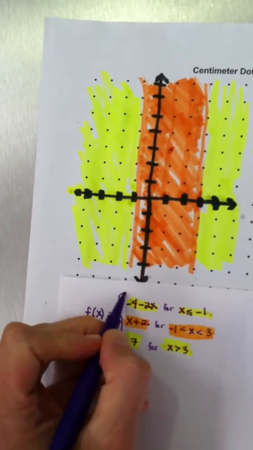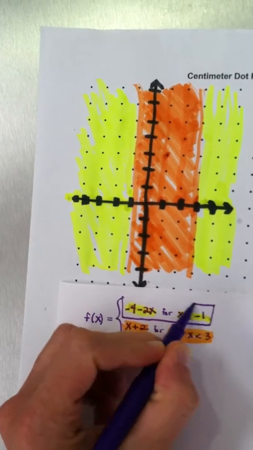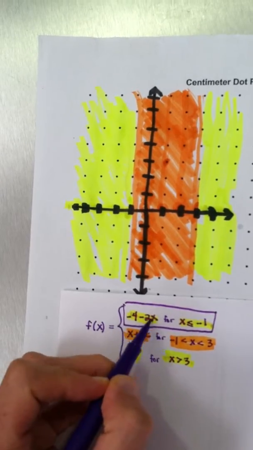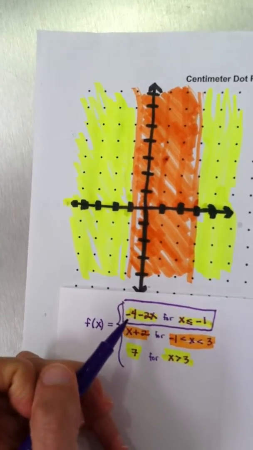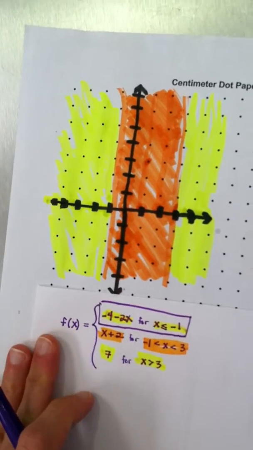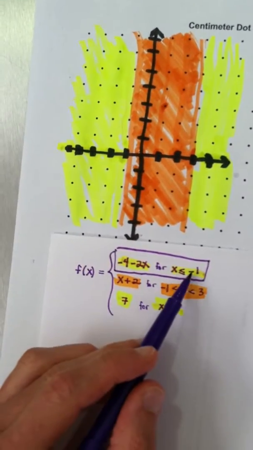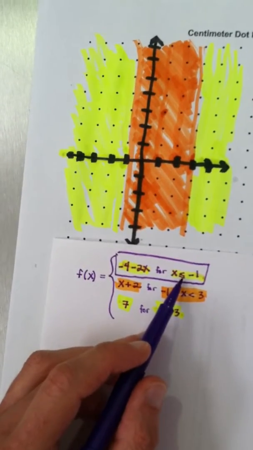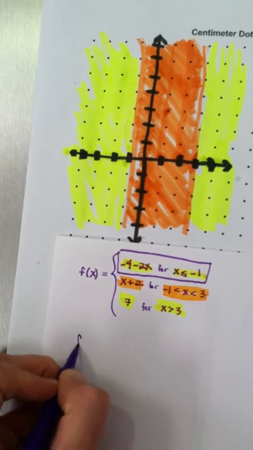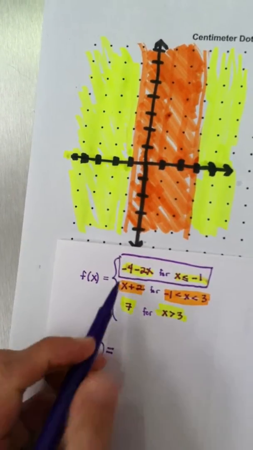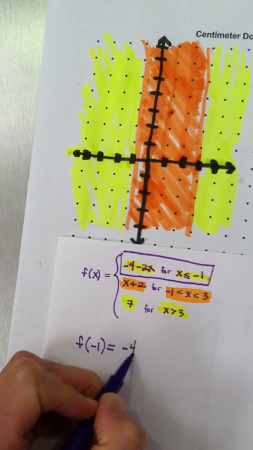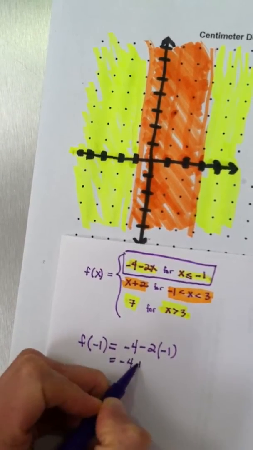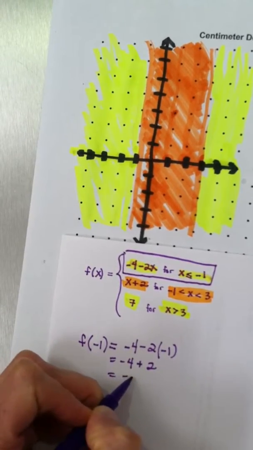So let's look at our first rule. We can graph this by plotting points, or you might notice that this is a linear function. But let's start by plotting some points. Let's plug in the endpoint here. Let's plug in -1, because I want all the inputs that are less than or equal to -1, so let's make it equal -1. If I put -1 into my function, I'm going to follow this rule. So I'm going to get -4 minus 2 times -1. That'll give me -4 plus 2, which will give me -2.